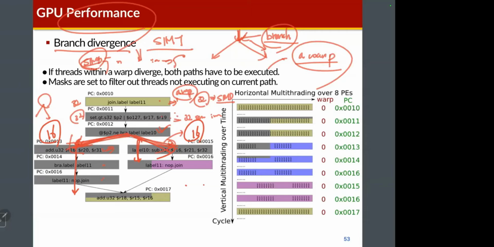Therefore, this warp can execute the 32 instructions concurrently. But after this branch instruction, 16 threads execute the instructions in this path. Which means that a warp executes the instruction, but this warp just executes 16 instructions. This part is empty because the execution path is divergent.